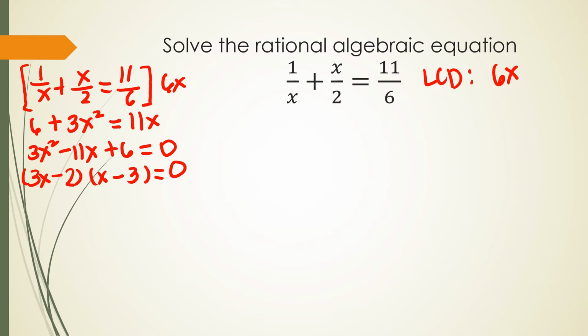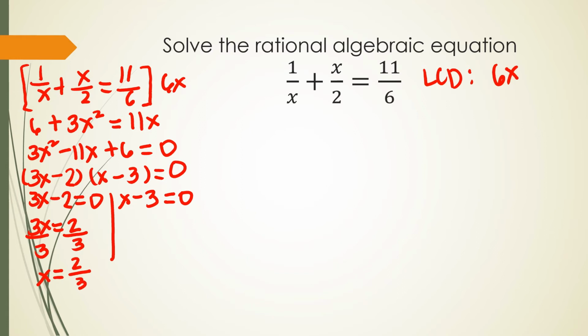So by zero product property, we need to equate each factor to 0. So we have here 3x minus 2 is equal to 0. Then x minus 3 is equal to 0. So 3x minus 2 is equal to 0. By APE, we have 3x is equal to 2. Divide both sides by 3. x is equal to 2/3. Next, x minus 3 is equal to 0. So again, by APE, we will come up with x is equal to positive 3.